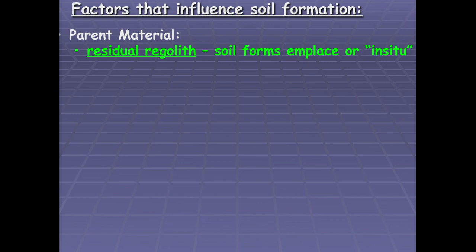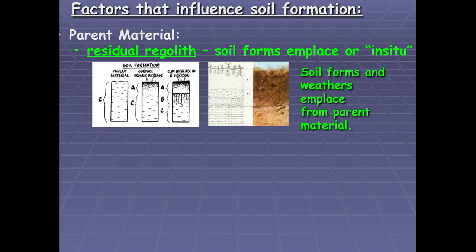Well, there's 2 types of parent material. The first one is residual regolith, and residual regolith is a type of soil profile that forms in place. In other words, it doesn't move. And that was the previous example that we showed in the previous slide, that the parent rock was there first, and then the parent rock is slowly decomposed into the various soil horizons. Sometimes the term in situ is used to describe a residual regolith or a soil that forms in place.